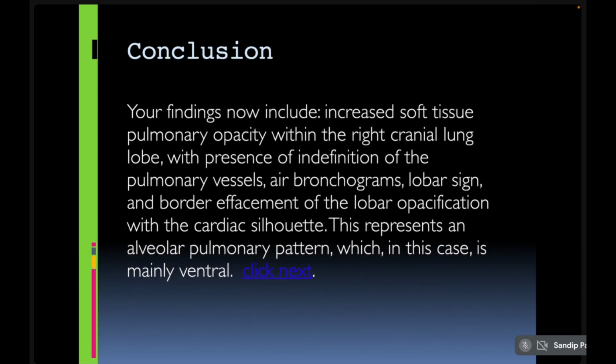So what may be the conclusion? What may be the diagnosis? So our diagnosis includes increased soft tissue pulmonary opacity within the right cranial lung lobe, with non-identification of the pulmonary vessels, air bronchogram, lobar sign, and loss of border, lobar opacification with the cardiac silhouette. This represents an alveolar pulmonary pattern, which in this case is mainly ventral.